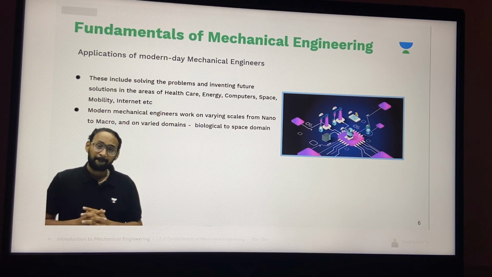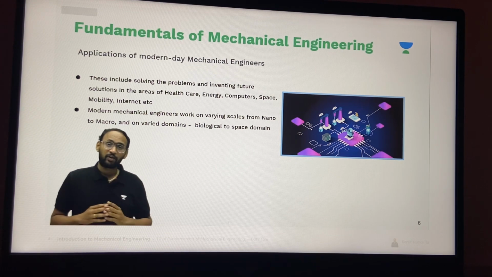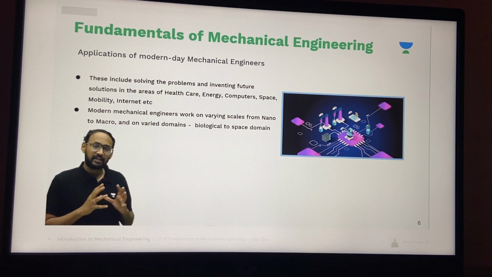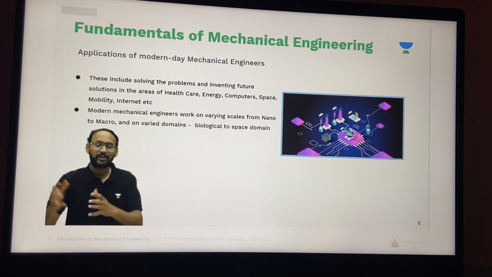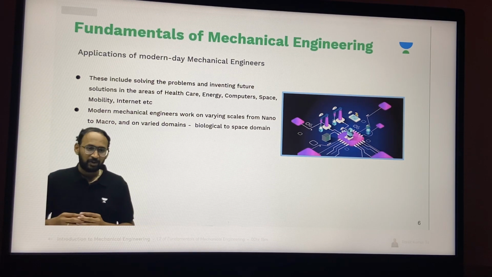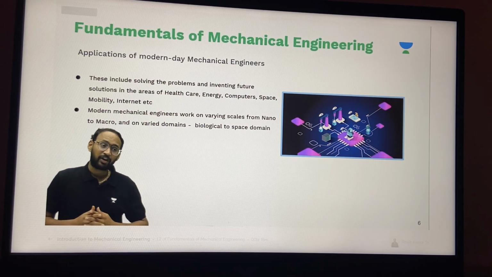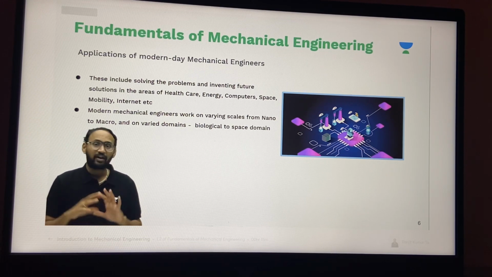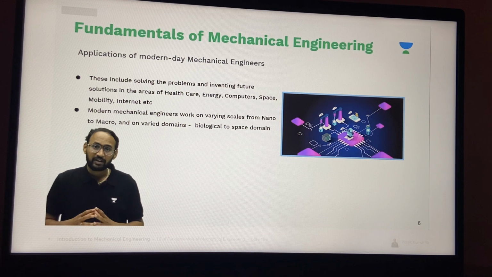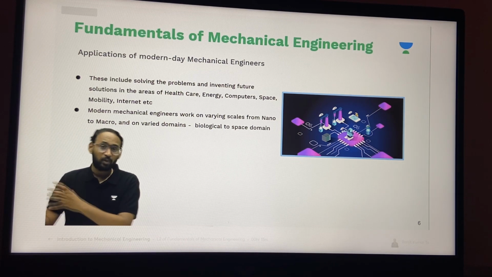For example, imagine what we were focusing on in automotive. Basically, we were intending to move people from one place to another. But right now we are talking about emissions. We are talking about green mobility. We are talking about sustainability. We are talking about hydrogen cells. So there is a whole set of new technology that engineers are working on.